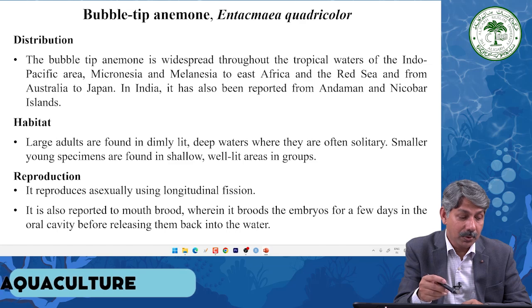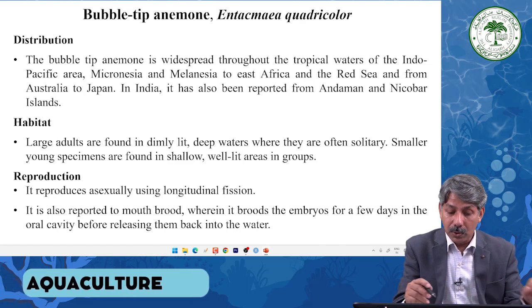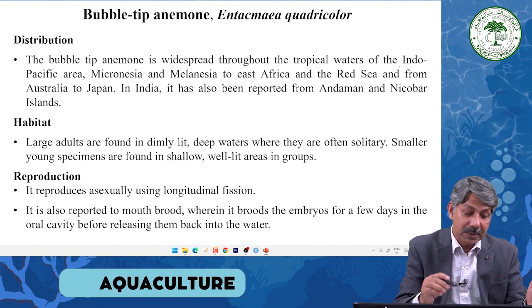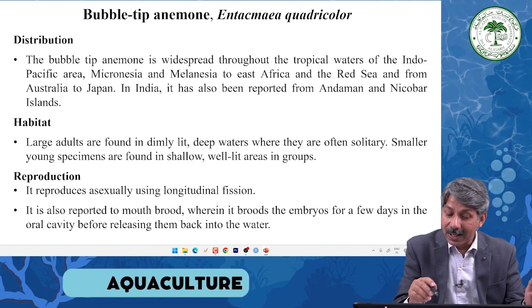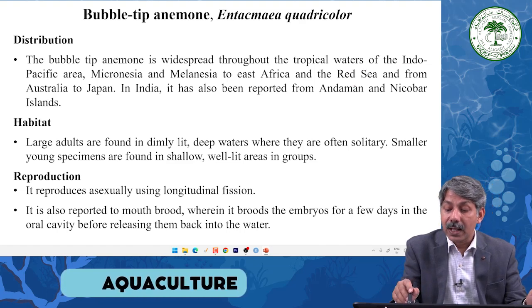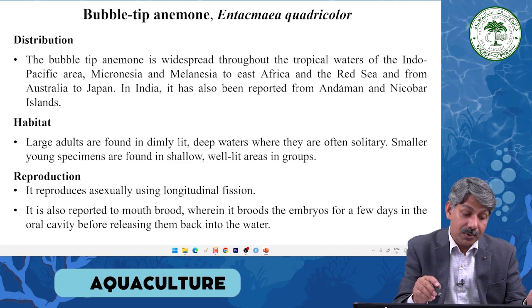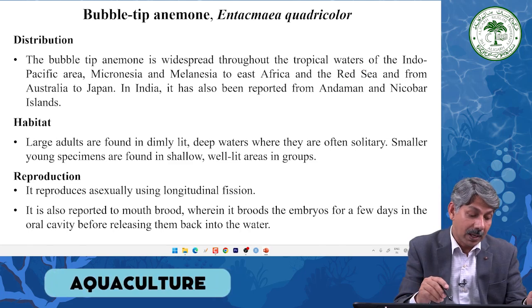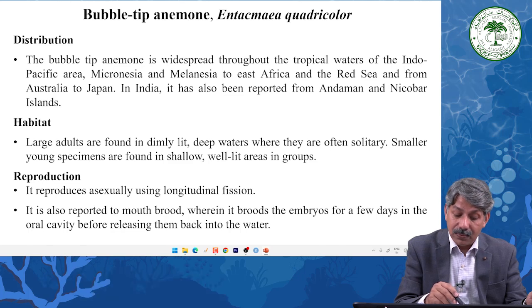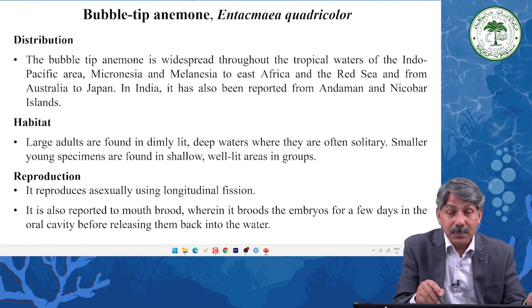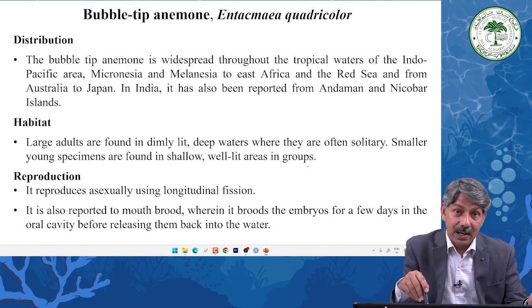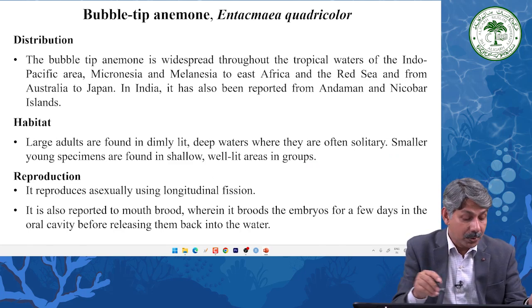Now come to anemones. The bubble tip anemone is widespread throughout the tropical waters of the Indo-Pacific area, Micronesia, Melanesia to East Africa and the Red Sea, and from Australia to Japan. In India, it has also been reported from Andaman and Nicobar Islands. Large adults are found in dimly lit deep waters where they are often solitary. Smaller young specimens are found in shallow, well-lit areas and they live in groups.